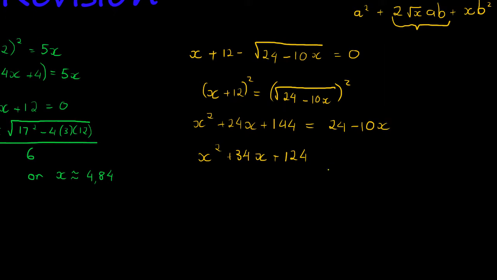But I see I made a mistake here. Sorry about that. This is 120. Okay, so 144 minus 24 is 120. So what times what gives me 120? That's 30 times 4. So x plus 30 and x plus 4 is equal to 0. And so now I see, okay, so x is equal to negative 30, or x is equal to negative 4.